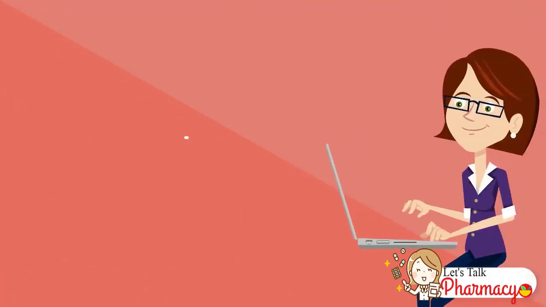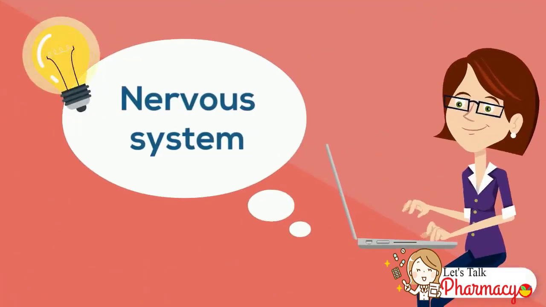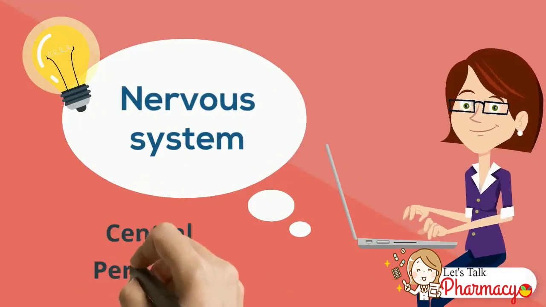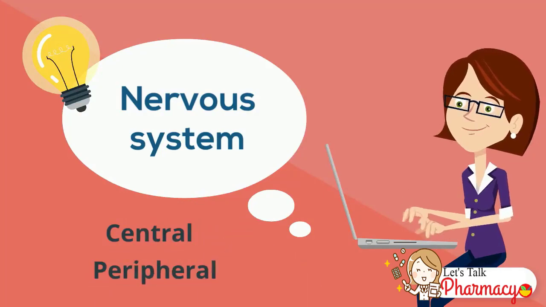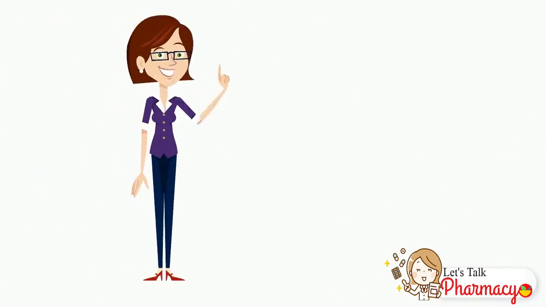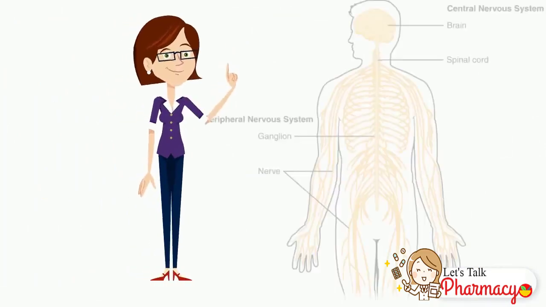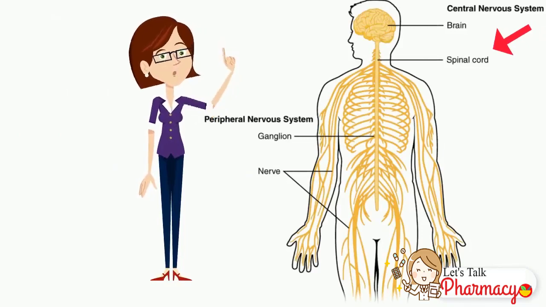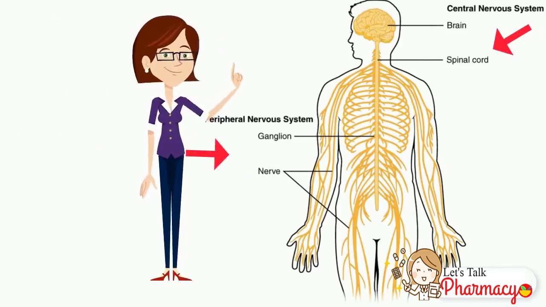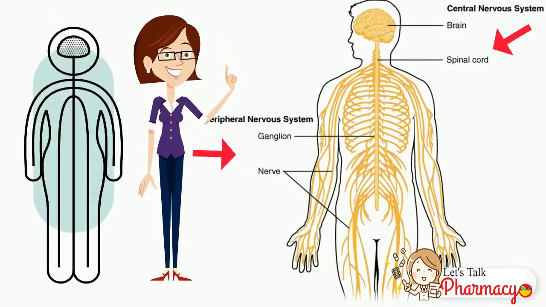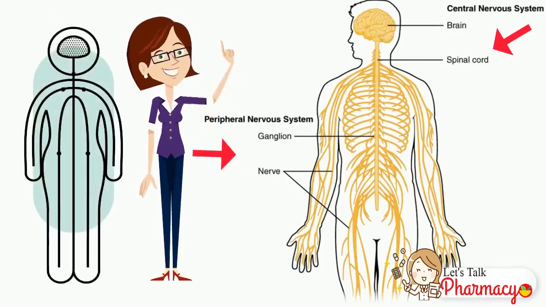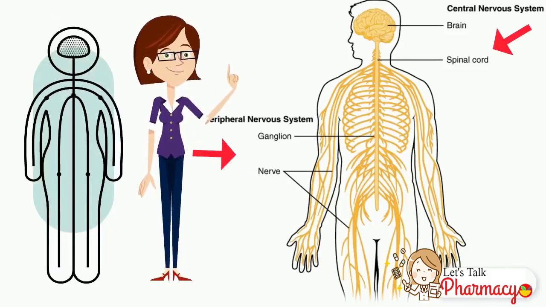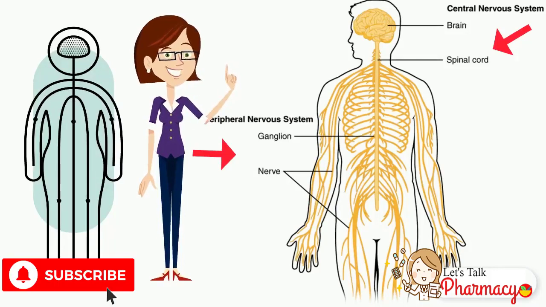The nervous system is classified into central and peripheral nervous systems. As we can see, the central nervous system, or CNS, consists of the brain and the spinal cord. And simply all the other nerves are called the peripheral nervous system, or PNS. And as we can see in the second diagram, the CNS gives orders to the PNS to make the body able to perform different functions.